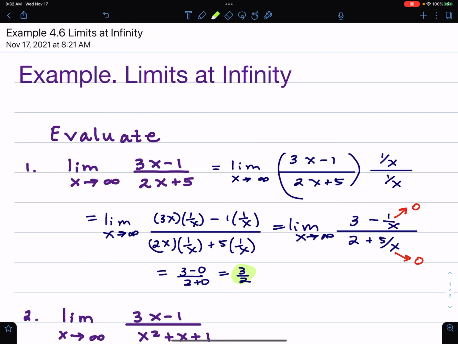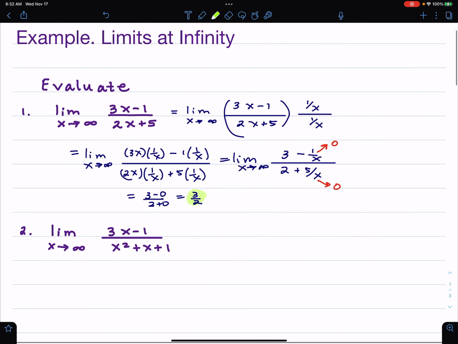So also, what this means is that if you looked at this function here, y equals 3x minus 1 over 2x plus 5, this function has a horizontal asymptote, which is y equals 3 halves. And so that's something that's a pretty standard idea from a pre-calc class, that if you have a rational function, the degree of the numerator and the denominator are both the same. In this case, they're both degree 1 for numerator and denominator. Then you look at those coefficients, 3 over 2, and that gives the horizontal asymptote.